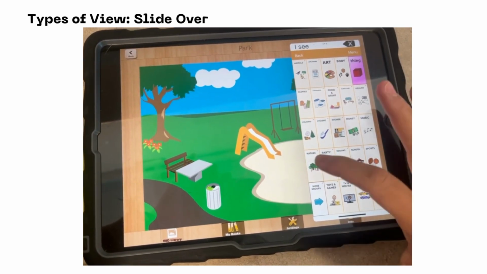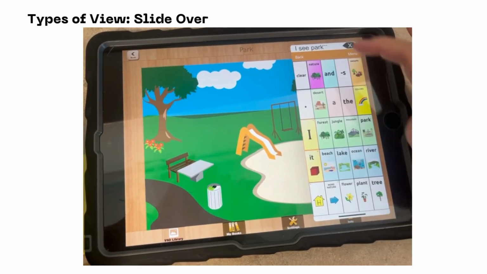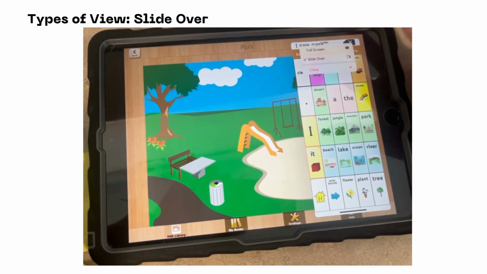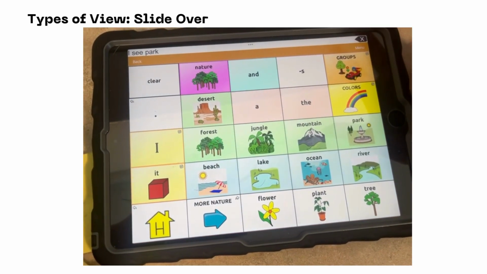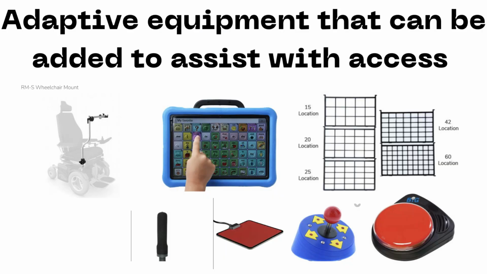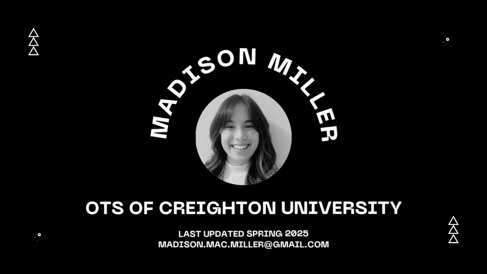If you don't want to be in this view anymore, just click the three circles on top of the speech bar again, and then you'll select full screen. Access is going to look different for every single person, so keep in mind they may need a mounting system, keyguards, or even switches. All of these can be found on vendor websites or even local adaptive equipment centers.